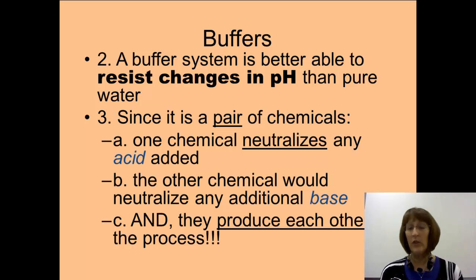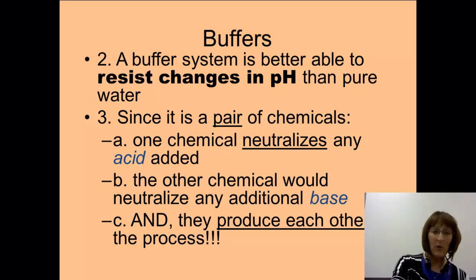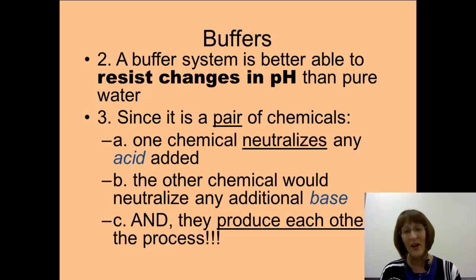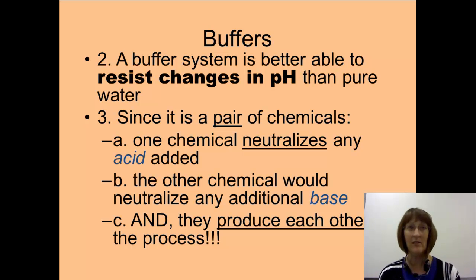And what's really interesting is that they produce each other in the process. So you have chemical reactions going on, and when the acid part neutralizes any of the base that's in there, you have a chemical reaction that produces the base part. And when the base part neutralizes any acid that's in there, you have a chemical reaction that produces the acid part, or produces the salt part. So it's not a perfect system, but it kind of reproduces itself. So again, it tends to control how much that pH is changed or altered.